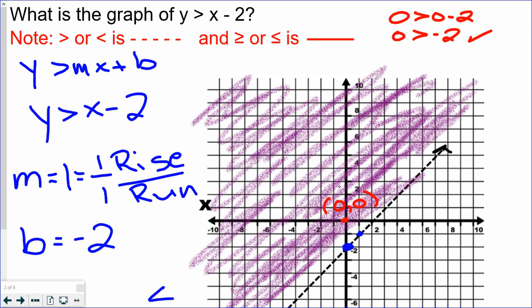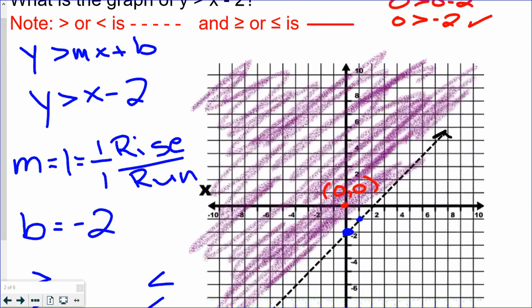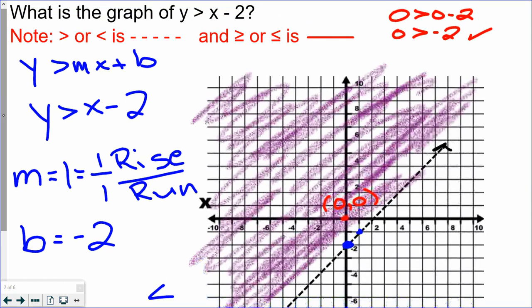So 0, 0 is a solution to this inequality. Now let's pick a point that's below the line and see if that point would work. So what's an easy point? Let's do this point here. So this point is 0, negative 4. So this is below the line. It's not shaded, so this should not be a solution.